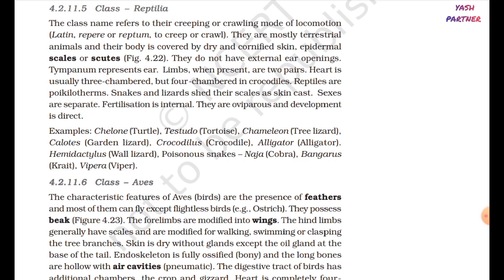Reptiles are poikilotherms. Snakes and lizards shed their scales as skin cast. Sexes are separate. Fertilization is internal. They are oviparous and development is direct. Examples: Chelone, turtle; Testudo, tortoise; Chamaeleon, tree lizard; Calotes, green lizard; Crocodilus, crocodile; Alligator, alligator; Hemidactylus, wall lizard; poisonous snakes, Naja, cobra; Bungarus, krait; Vipera, viper.